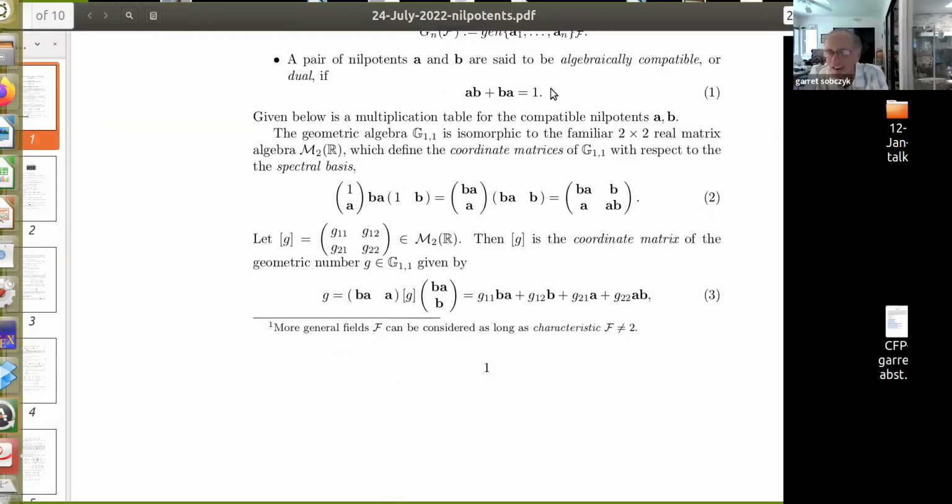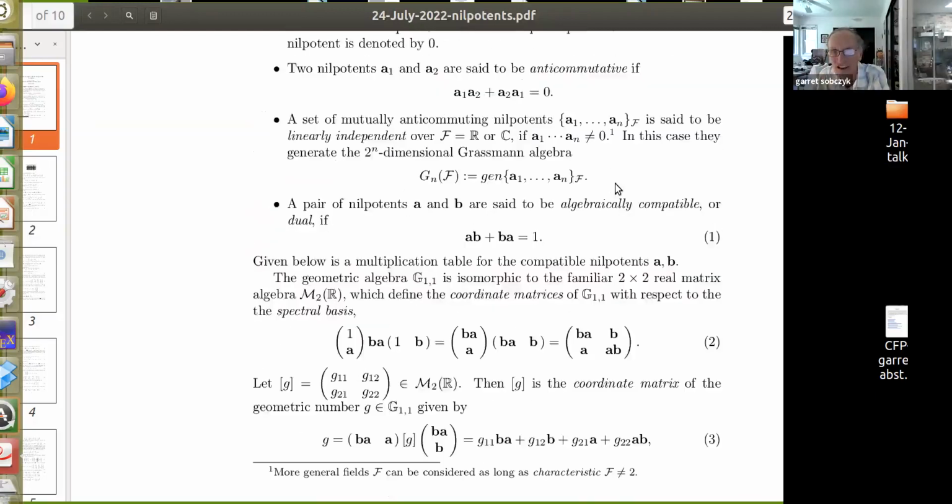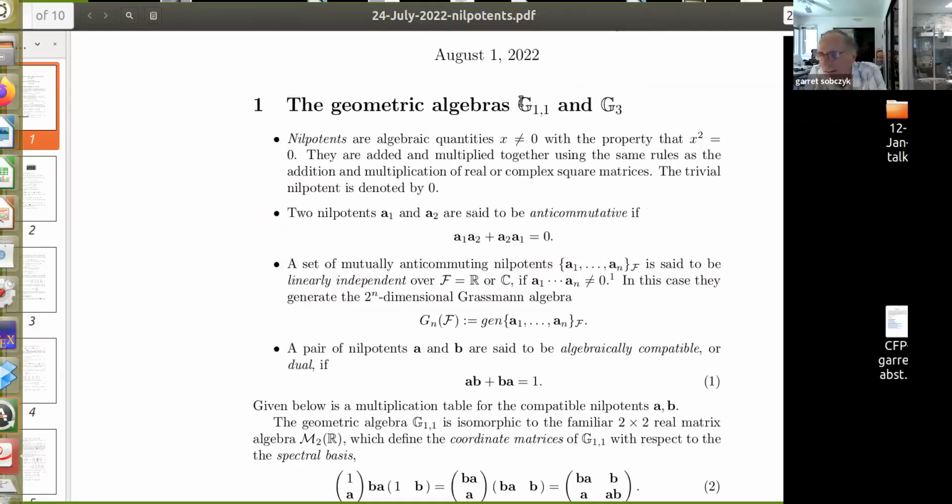So I'm really generalizing the real number system to include nilpotents. And that's what I'm trying to get at by my definitions. A nilpotent is simply an algebraic quantity not equal to 0 with the property that its square is equal to 0. Okay, and two nilpotents are anti-commutative. Well, you see, that's where I'm introducing the idea of a Grassmann algebra, which generates that Grassmann. So I'm really trying to generate all of matrix algebra in terms of products of these nilpotents, an algebra of nilpotents.